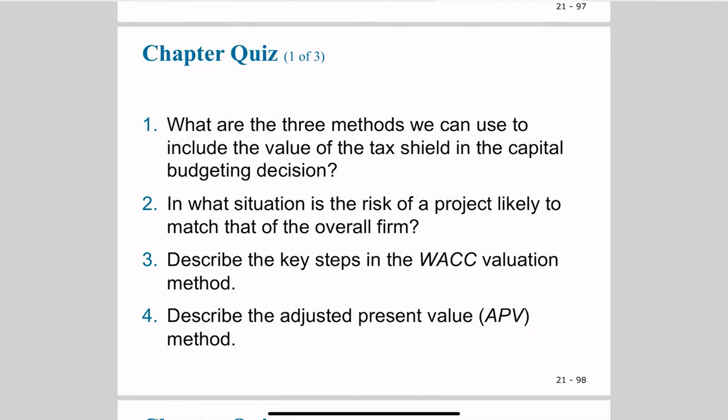In what situation is the risk of a project likely to match that of an overall firm? This is really not a finance problem. It's just a common sense question, right? So if you're pursuing a typical or even old project, then this kind of typical project will have similar risk and similar cost of capital as the overall firm. For example, if you're General Motors and you want to build a new car model, then this project will have similar risk to your overall firm.